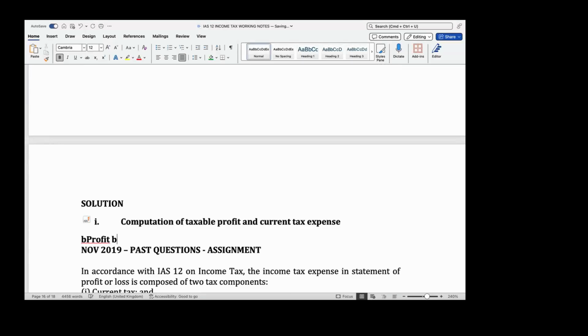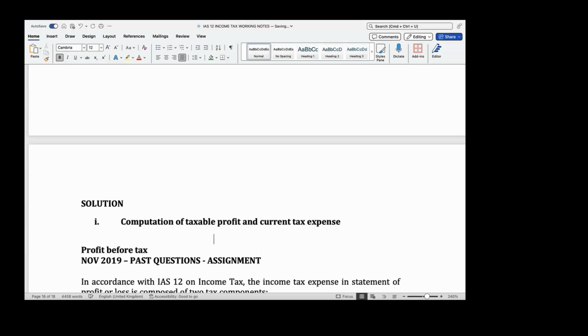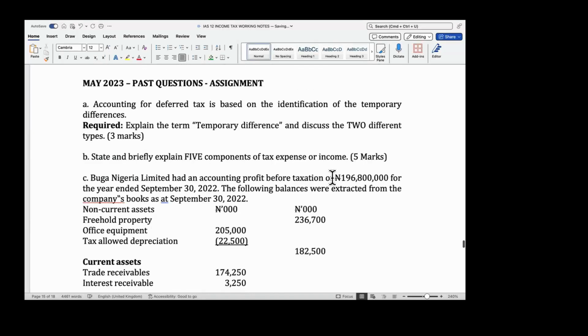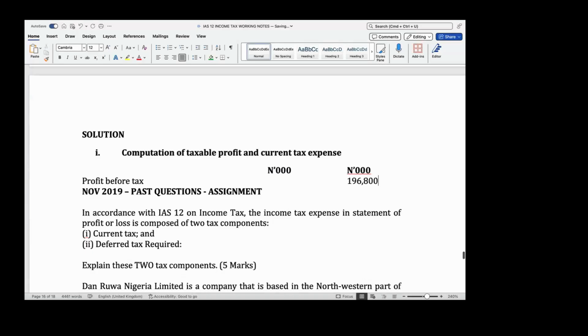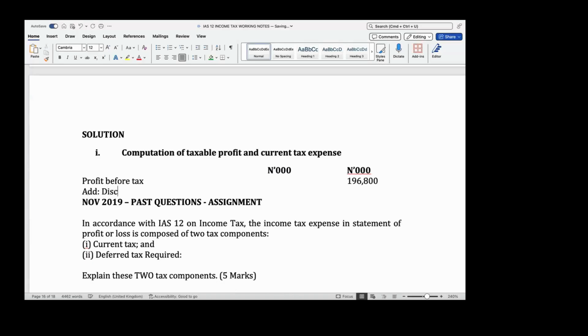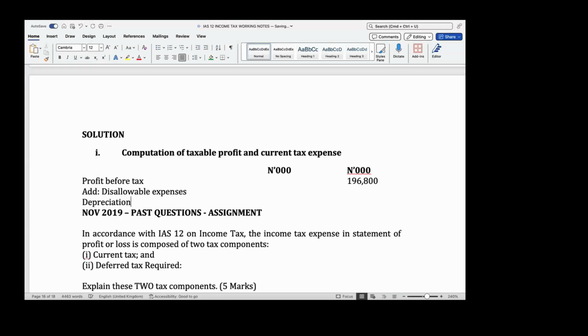First, my profit before tax. Let me do it like this. Okay, my PBT, my profit before tax is 196,800. From here, 196,800. So majorly, I would add back disallowable expenses, and I know depreciation will be involved.